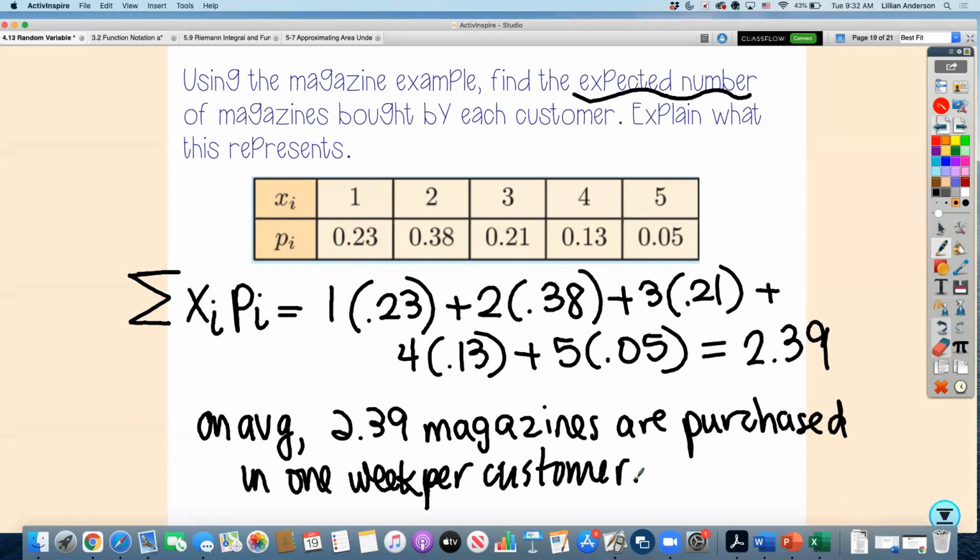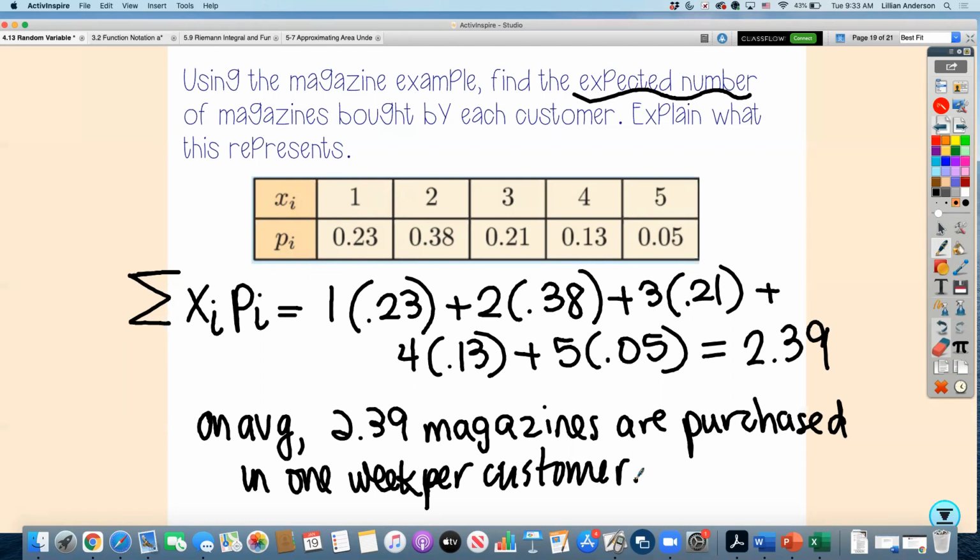So far, a lot of things to take away, okay? We got expected number, also known as the mean. You take your x values, multiply them to the probabilities. This was a probability distribution because all the probabilities added up to equal 1, okay?